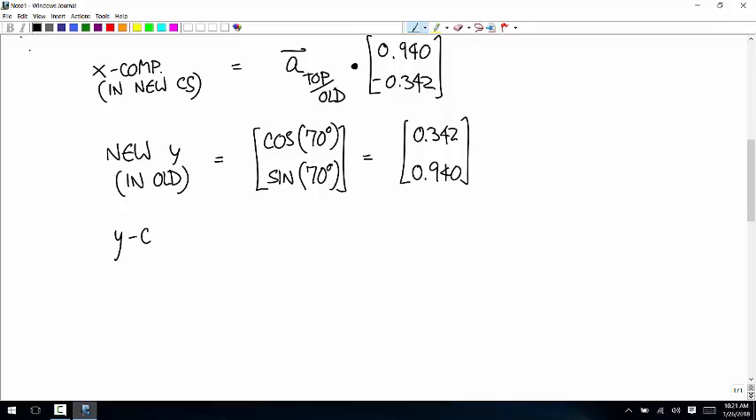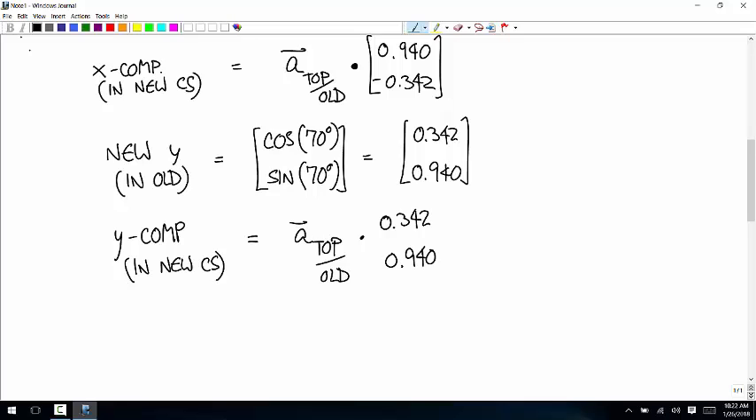And now your y component in the new coordinate system would be this vector expressed in the old coordinate system dotted with your new y-axis. So in a way, I think that's a more intuitive way to do this, but you can also do it more quickly with a rotation matrix, and you'll see when you set up the rotation matrix that what you're doing is these exact same calculations.